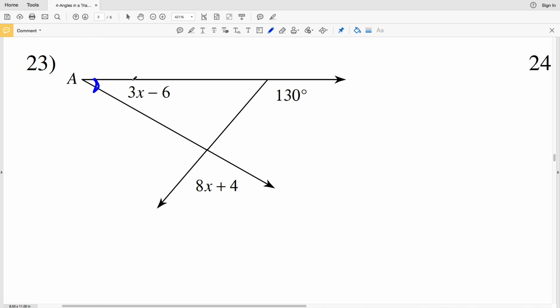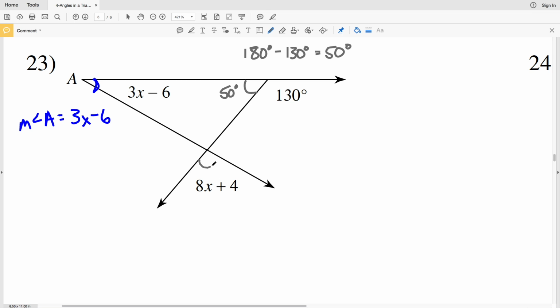Here is my angle A. So the measure of angle A is equal to 3x minus 6. So I need to solve for x and plug that in. You can see that here I have a linear pair, and linear pairs are supplementary. So 180 degrees minus 130 degrees will equal 50 degrees. So this angle is 50 degrees.